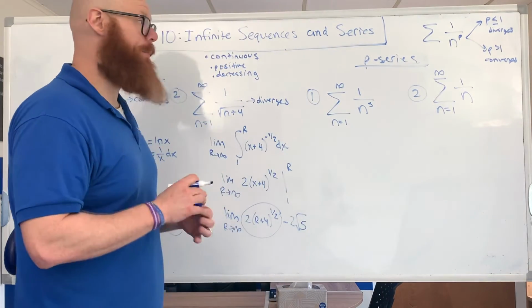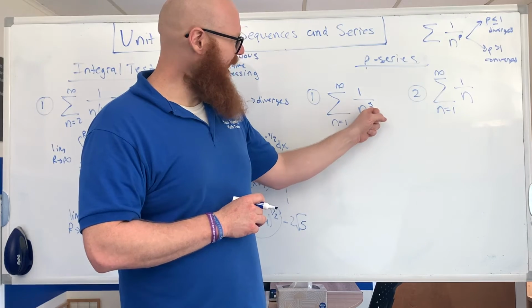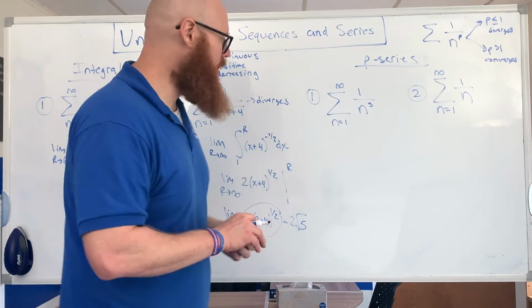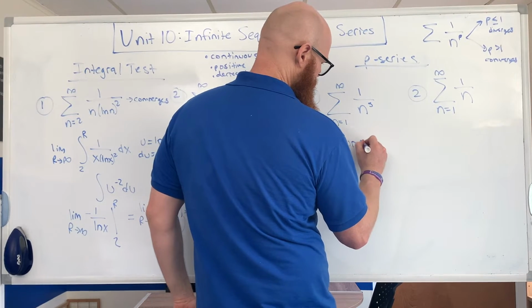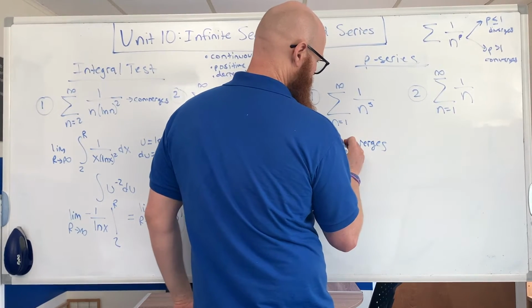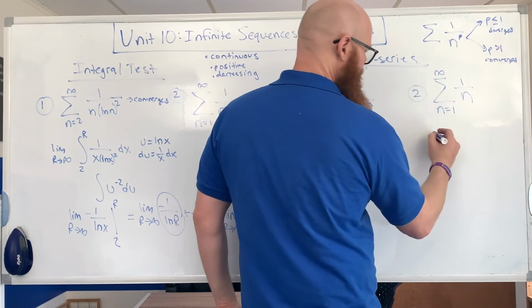So it's super simple. I have two examples here. This will take us 20 seconds. This one, n is 5. 5 is bigger than 1. So something like this automatically converges. And this one, n is 1, so it diverges.